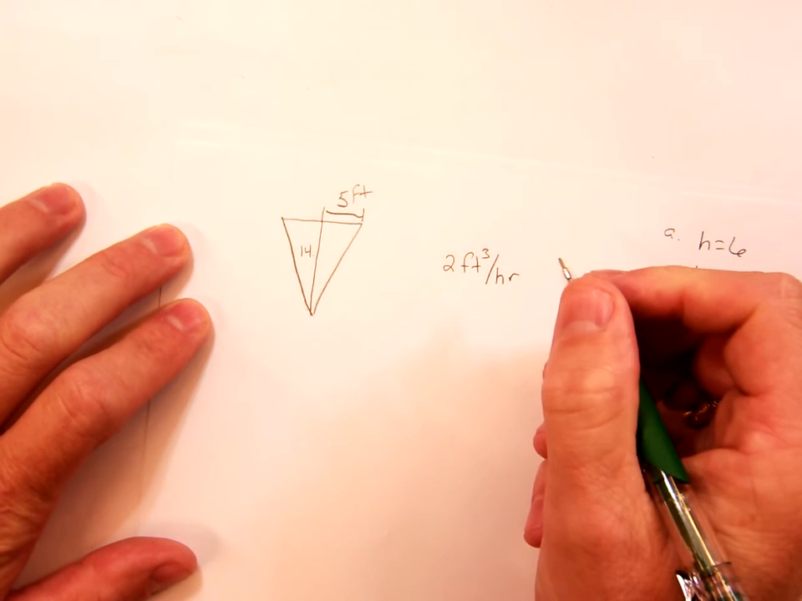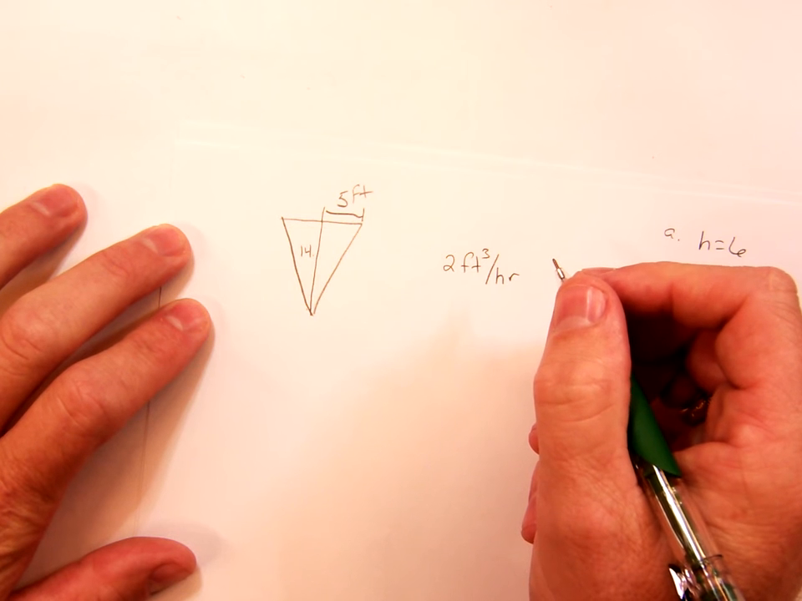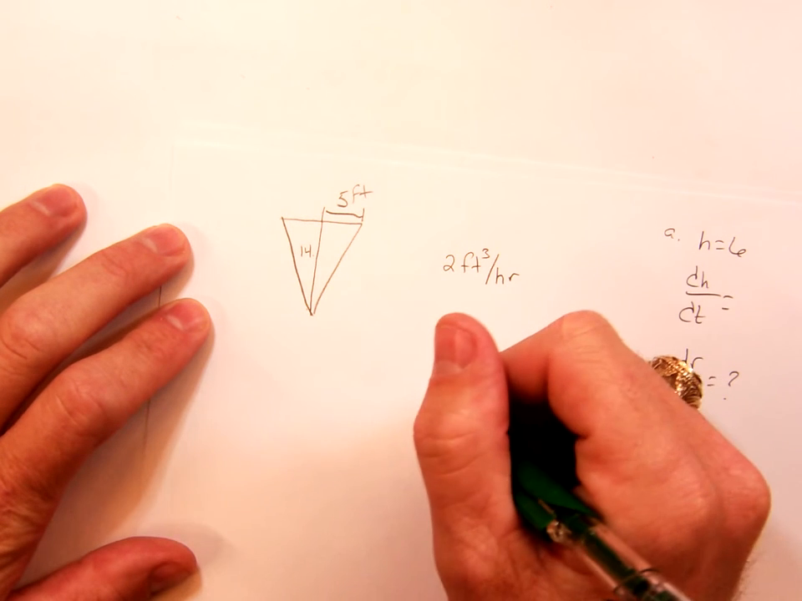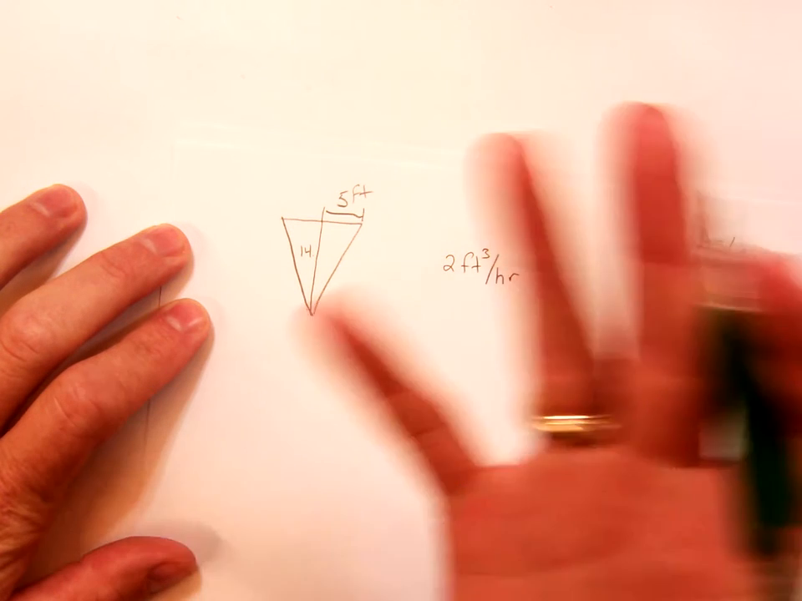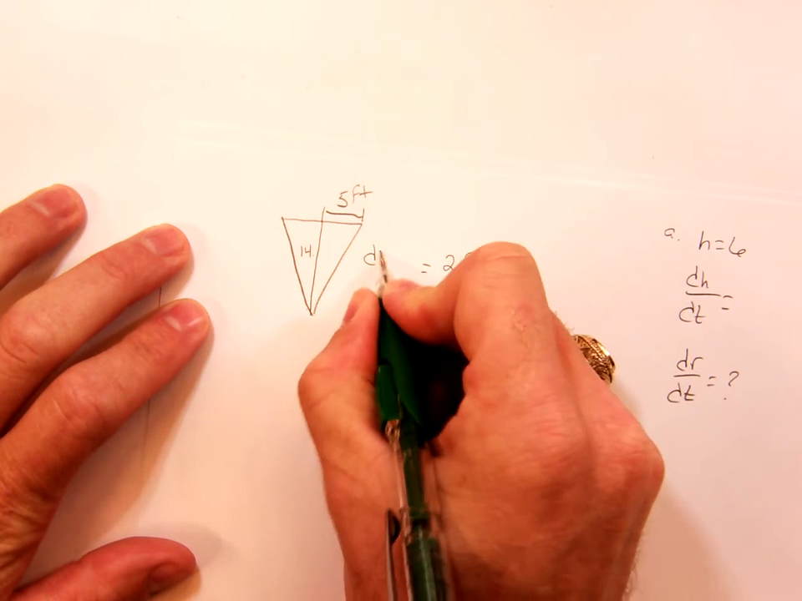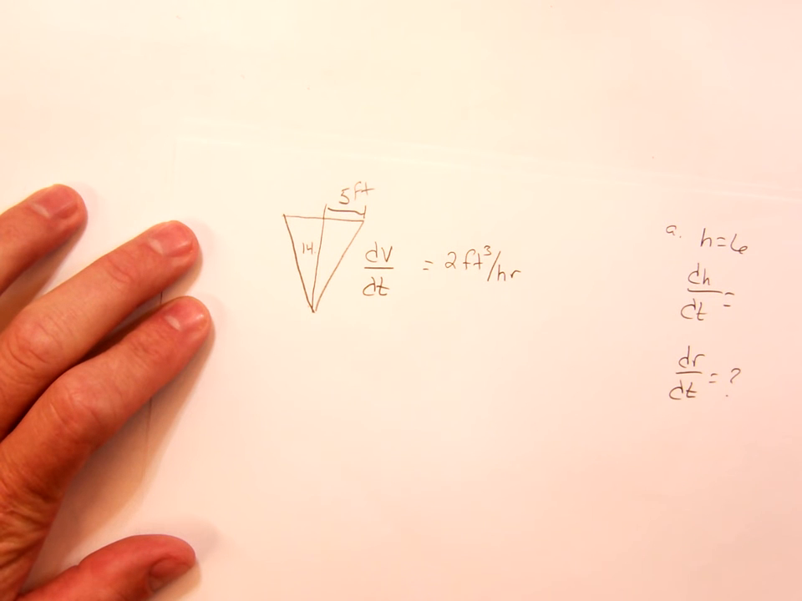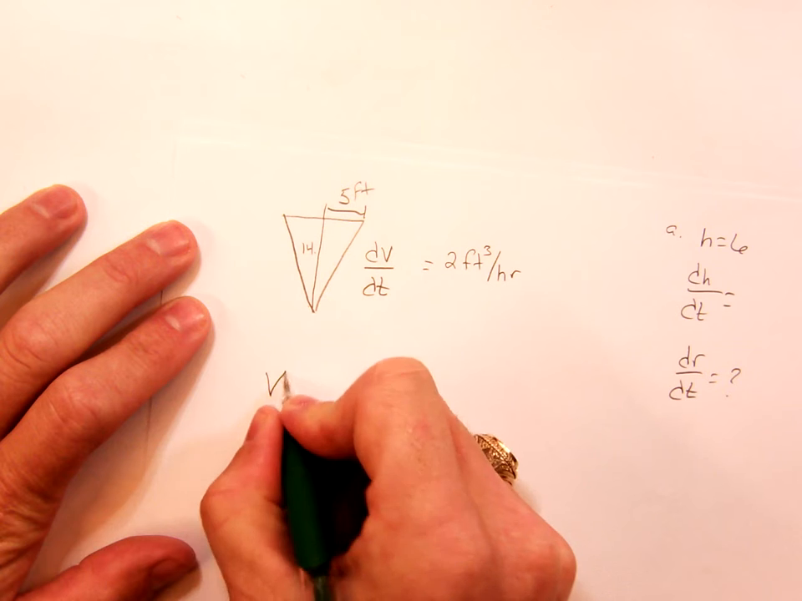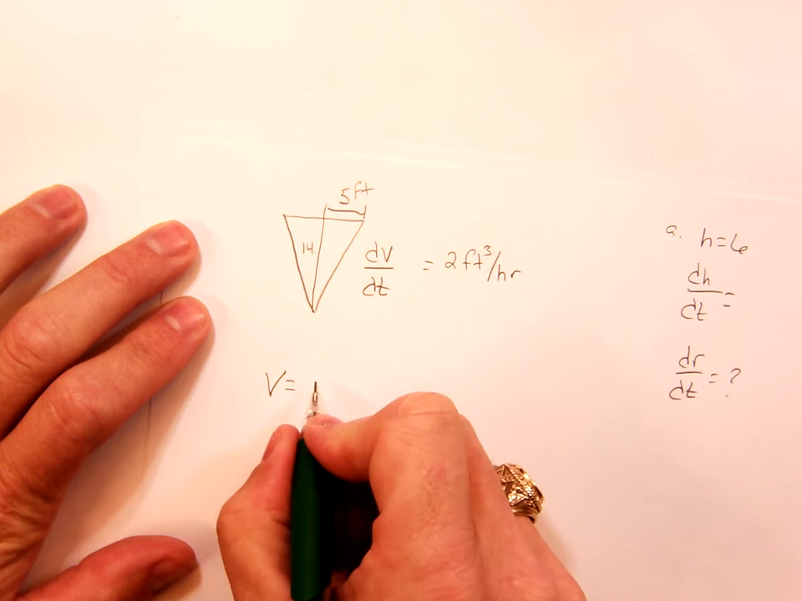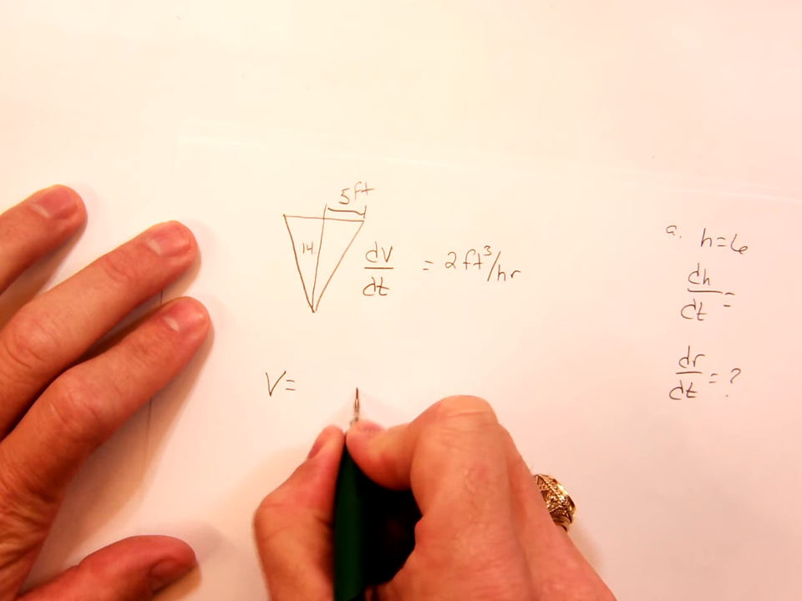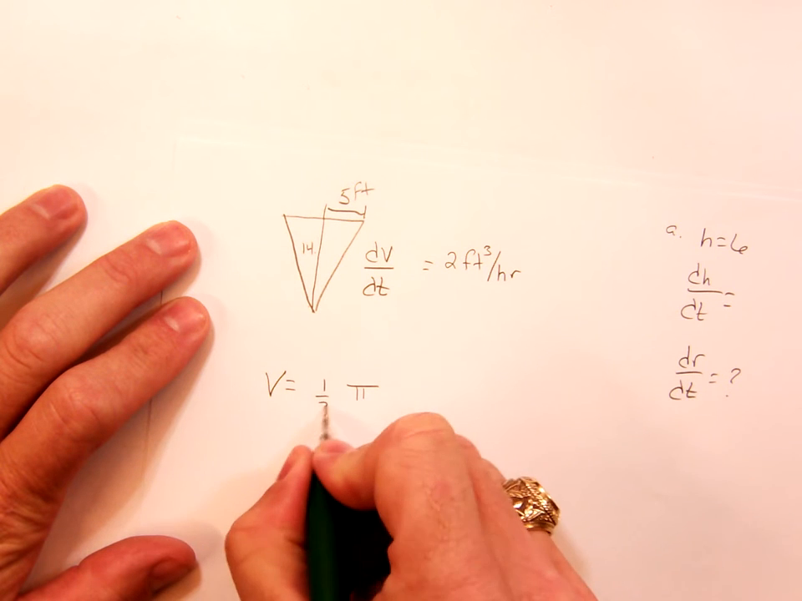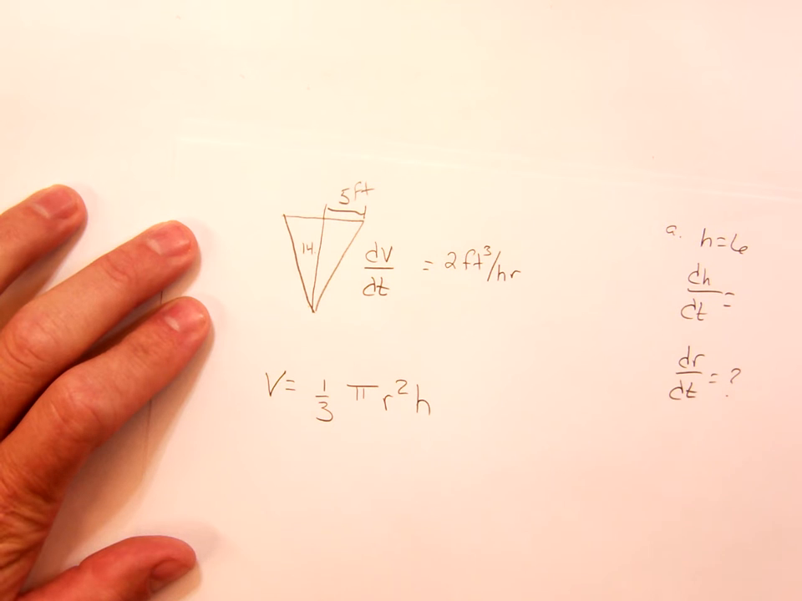Feet cubed is what kind of a unit? Three-dimensional. It's what? Volume. Okay, and hours is time. So it tells you that this is actually dV/dt, the change in volume with respect to time. Does anybody remember the formula for the volume of a three-dimensional cone? Yep, it was one of the first ones we did. It's got pi. V equals 1/3 pi r squared h. Good.